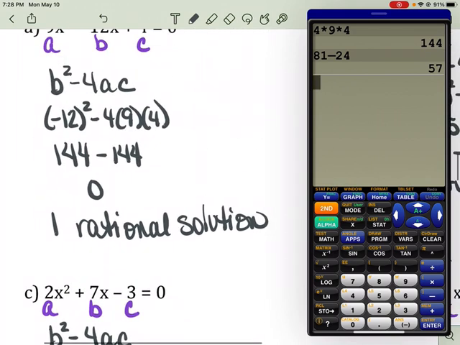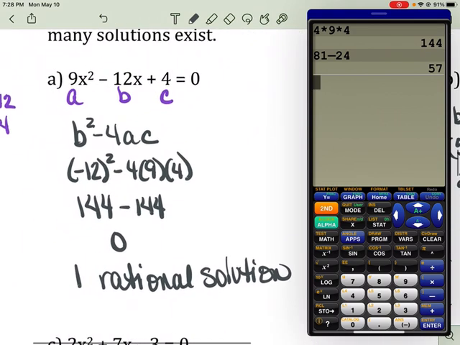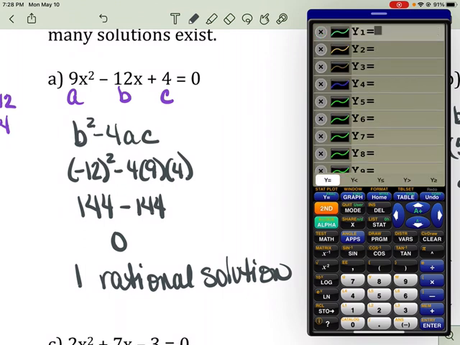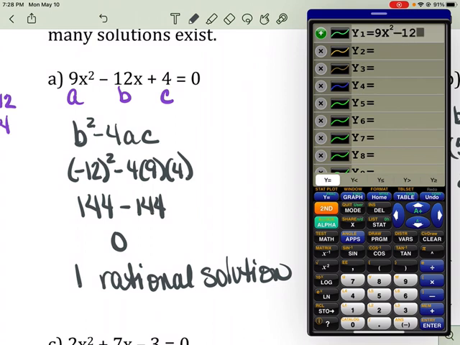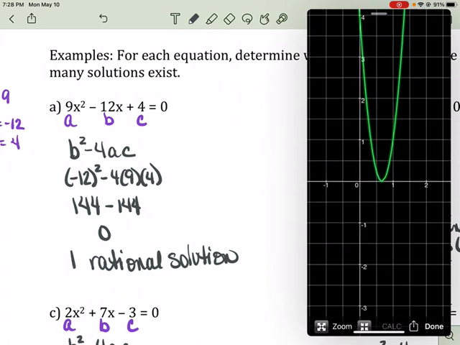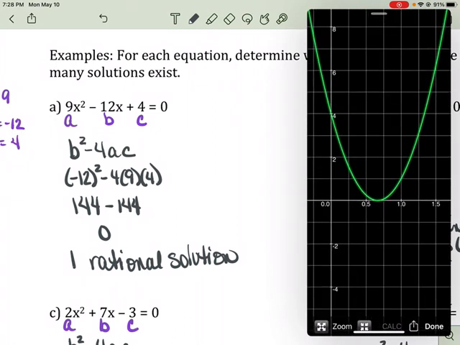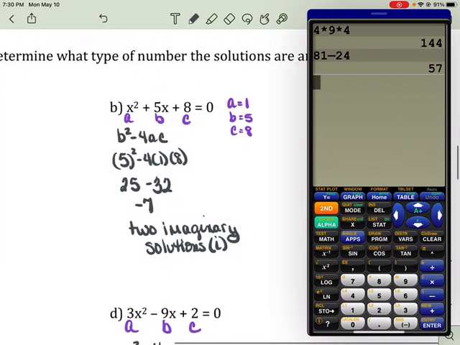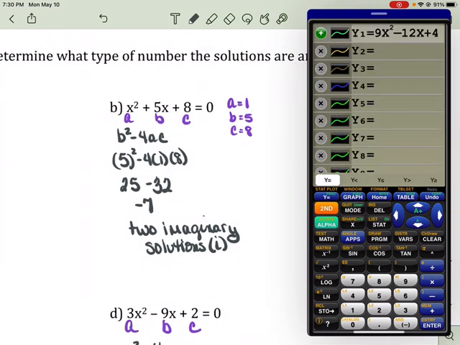Okay, but if I come up here, this guy, let's do this guy. 9x squared minus 12x plus 4. According to this, we're going to have one solution. Okay? And there he is. He happens to be rational. 2/3. Okay? All right. And let's try one more. Let's try this guy. x squared plus 5x plus 8.